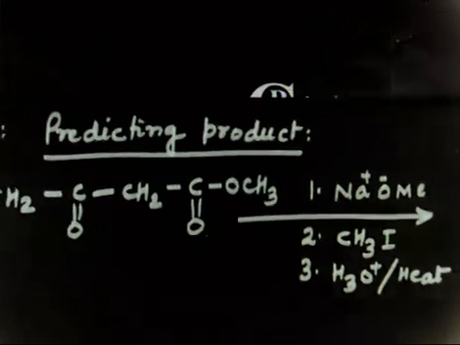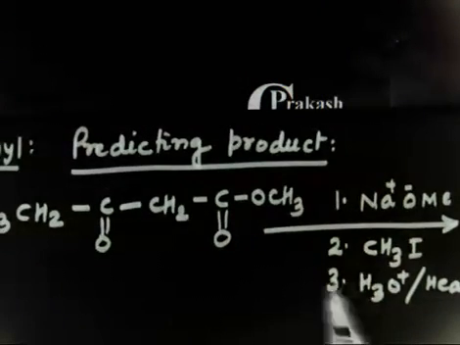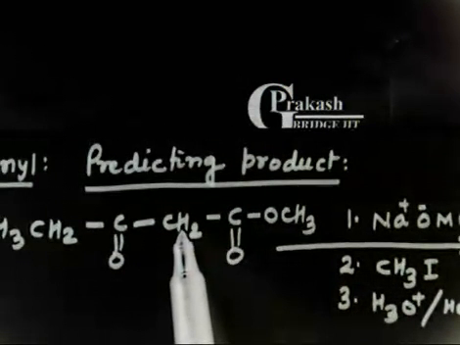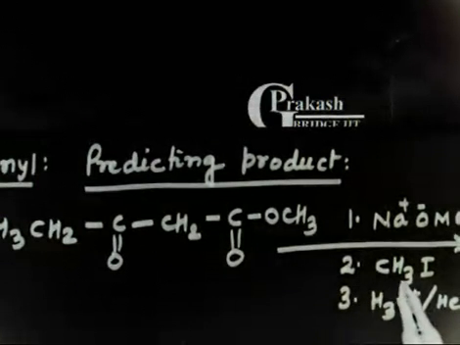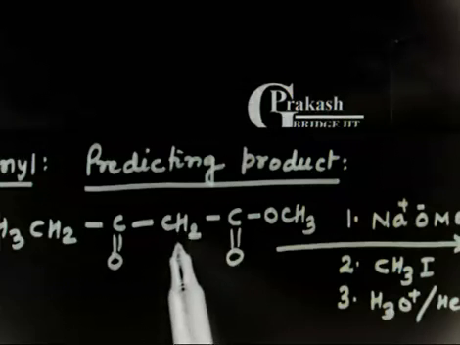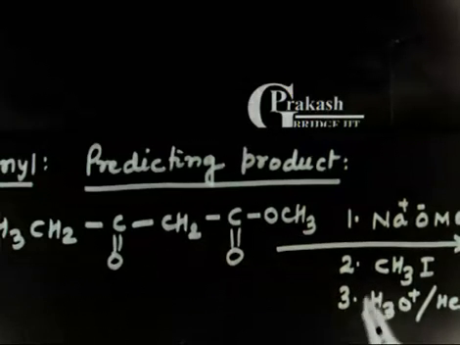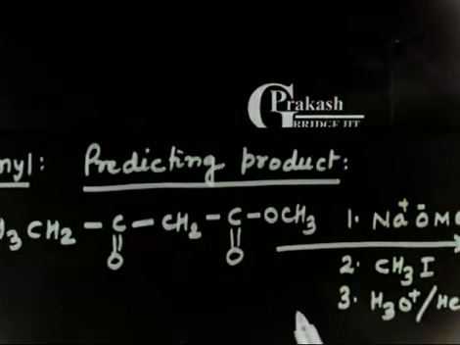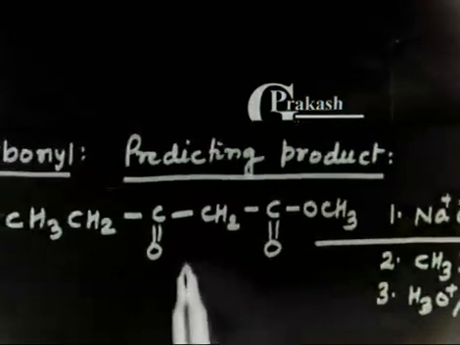Okay, if you have understood, let me do this one. In the first step, you can generate a carbanion from here. Once you have generated the carbanion, it will attack CH3I. This is a nucleophilic attack. So after the first reaction, you will have CH3 attached here. Now if you do hydrolysis, this side you have an ester. The ester will be converted into an acid. So you will have something like this.